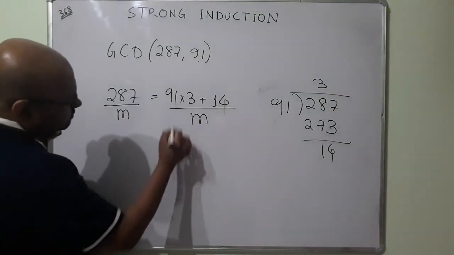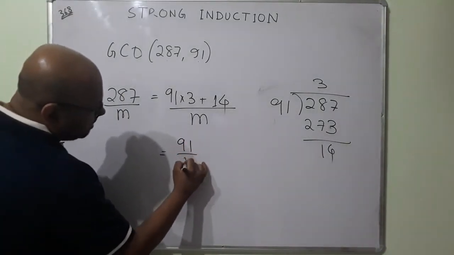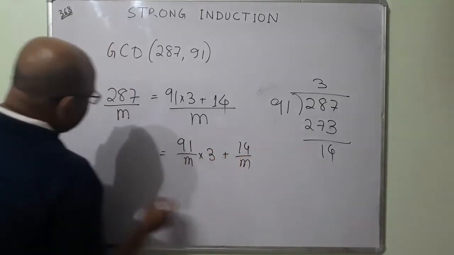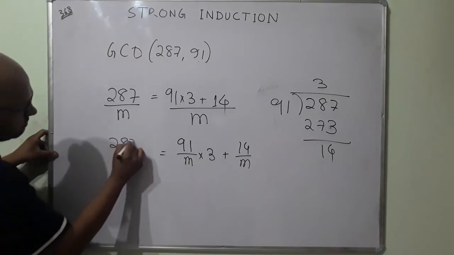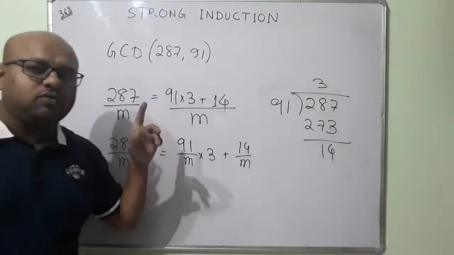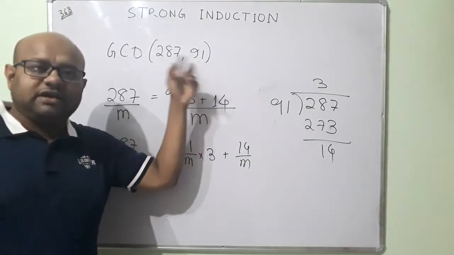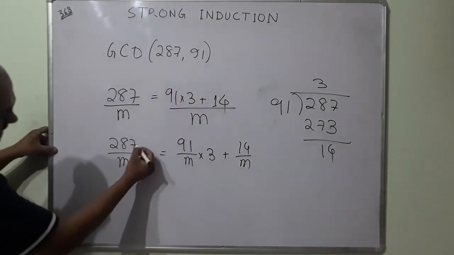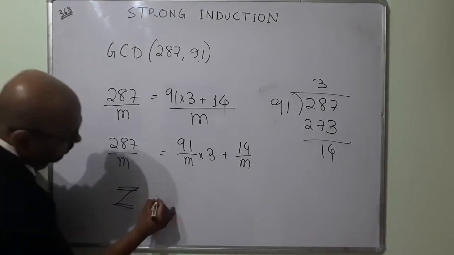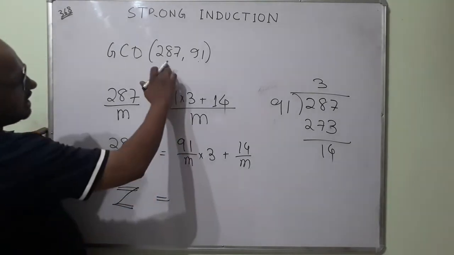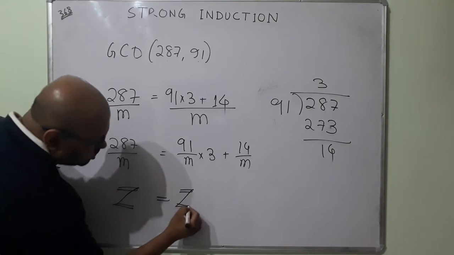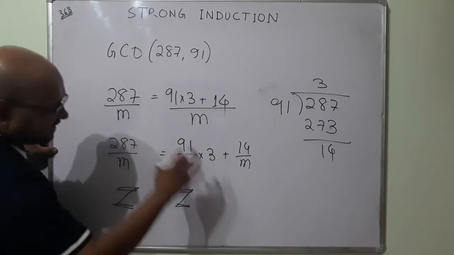This is equal to 91 by m into 3 plus 14 by m. Okay, and this is equal to 287 by m. Okay, now what do I know? m is a number. What is m? m divides both of them, right? So when I divide this by m, I will get an integer. Alright, when I divide 91 by m, m divides 287, m divides 91, I will get an integer. So integer into 3, still an integer.